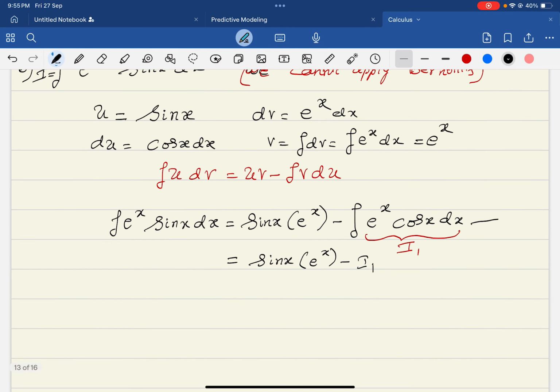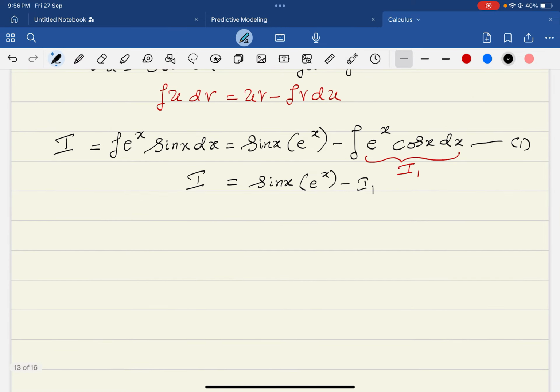Now I call this whole equation as 1. Now you see this integral. Our job is now to solve this particular integral I1 by using by parts again. After getting the solution, we just plug this value here in equation 1, to get the value of I, the solution of this. Is that clear?